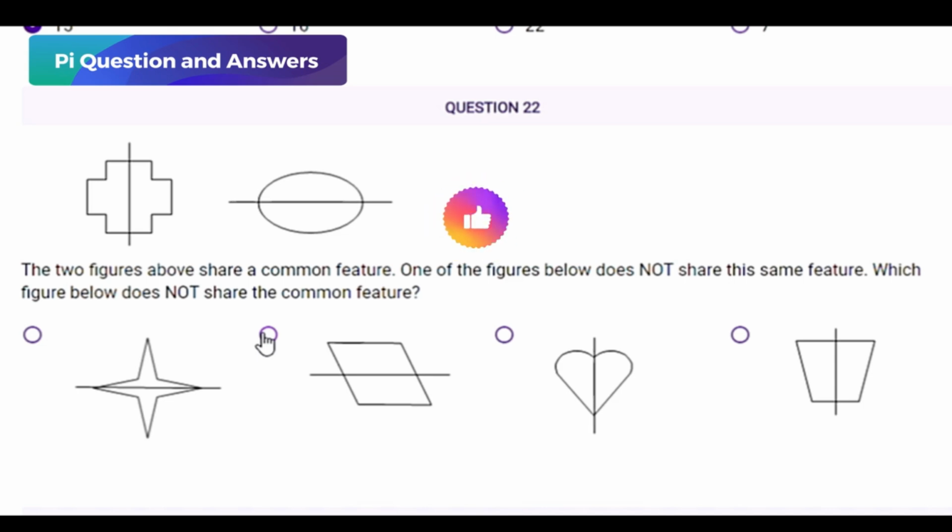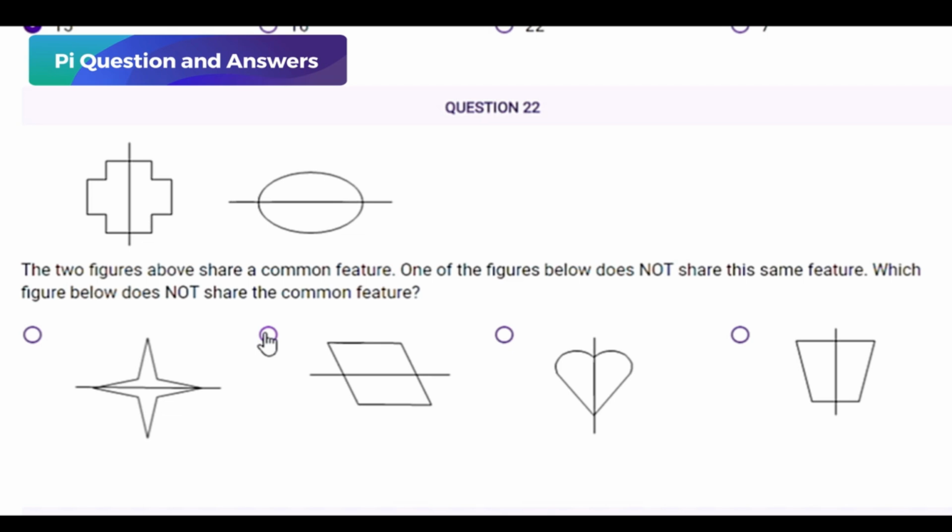Meaning, if you fold them along the vertical or horizontal axis, both halves will match. This is called bilateral symmetry. Now check each option. The star-like figure is symmetrical both vertically and horizontally. The slanted rectangle is not symmetrical vertically or horizontally. The heart is symmetrical vertically, but not horizontally. The trapezoid is symmetrical vertically, but not horizontally.